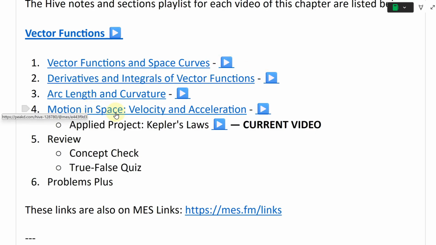And then I covered motion in space, velocity and acceleration. And actually in that section, they did Kepler's first law, but I'm putting it all together as one video because they had the applied project after that one. So applied project Kepler's laws, and that's the current video.